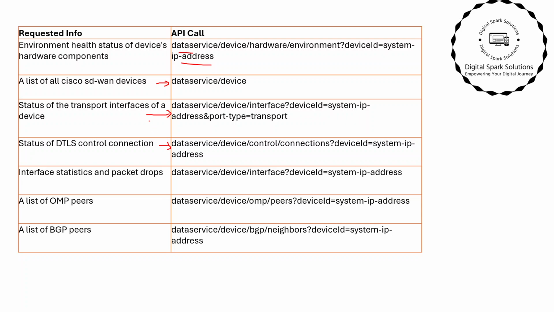service/device/control/connections, device ID equals system IP address. Interface statistics and packet drops data: service/device/interface, device ID equals system IP address. A list of OMP peers data: service/device/omp/peers, device ID equals system IP address. A list of BGP peers data: service/device/bgp/neighbors, device ID equals system IP address.